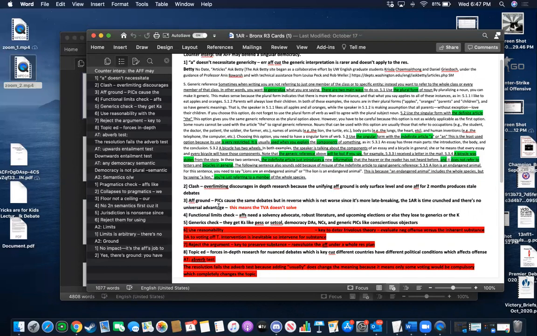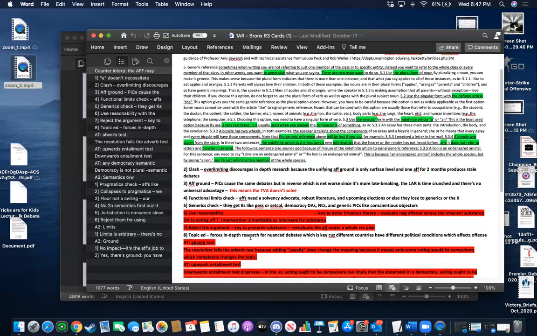If you're wondering why topicality is only run against AF debaters, it's because the neg actually has no burden whatsoever to debate the topic. Absolutely none. They just have to respond to what the AF says and defeat it. Onto other standards. Functional limits check. AF needs solvency advocate, robust literature, and upcoming elections, or they lose to generics for the K. 5, generics check. Did they get Ks like PES or set call, democracy disads, NCs, and generic plan and counterplans like conscientious objectors. Ks, don't worry about the Ks. You probably don't know what those are.